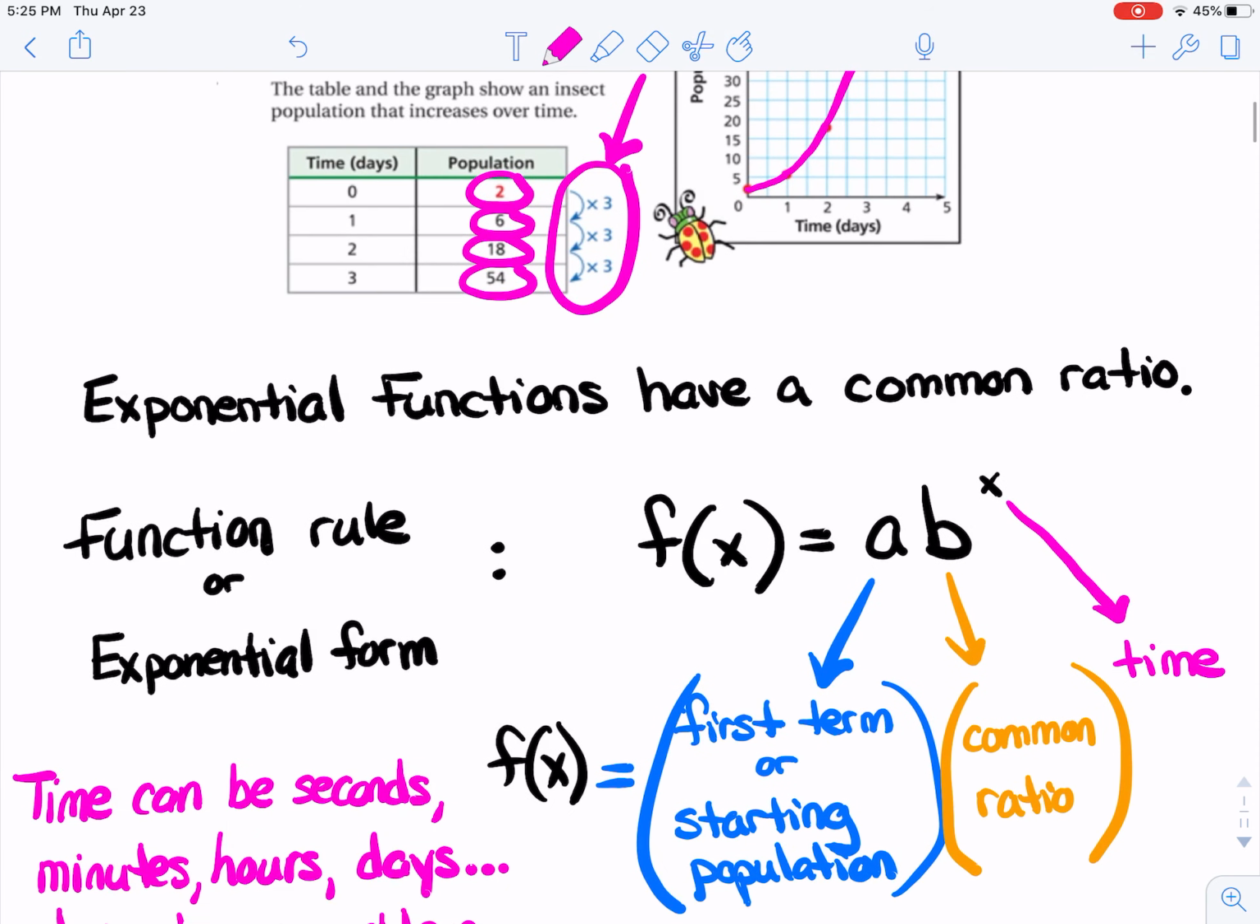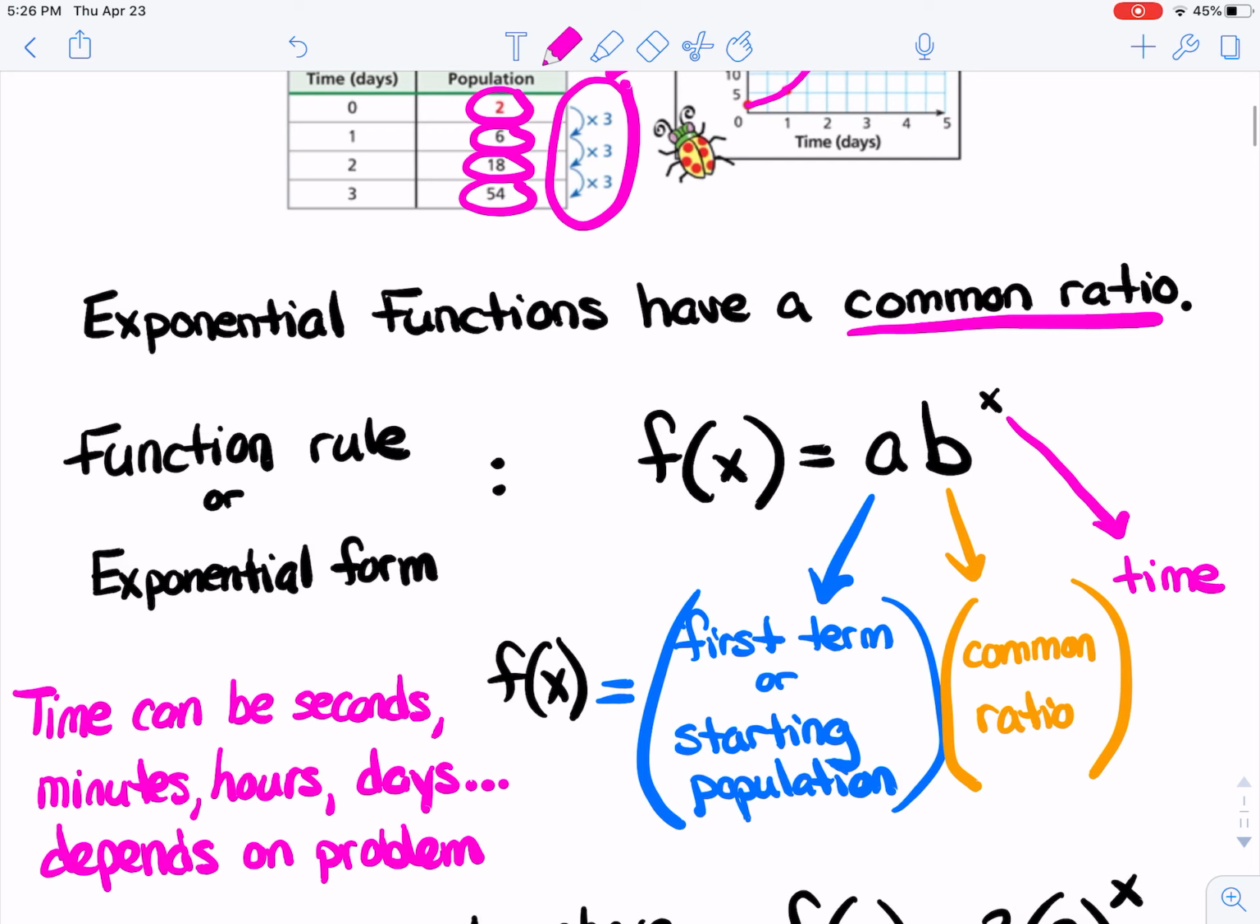Now, what makes something exponential, especially with these tables, is that they have to have a common ratio. So you have to identify the common ratio. What keeps getting multiplied? If the population is getting smaller, that means you have something less than 1 as your common ratio. If a population is dying off for one reason or another, the common ratio is going to be a fraction or a decimal less than 1.